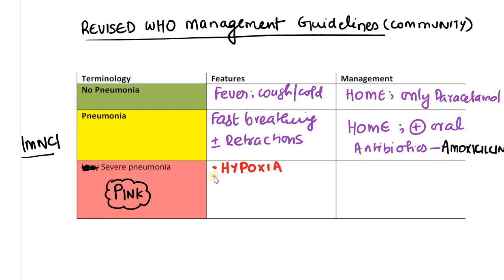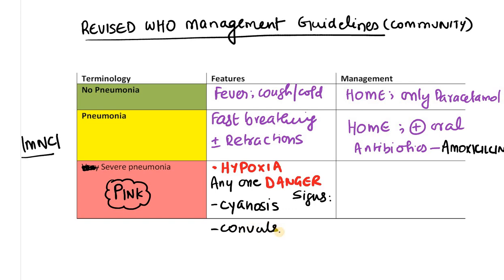Or the child has any one of the danger signs, then it is called severe pneumonia. What are the danger signs one should look for? Cyanosis, convulsions, lethargy, and the child is not feeding at all, poor feeding or poor drinking. These are the danger signs. Any one of these present, then it is automatically called severe pneumonia.